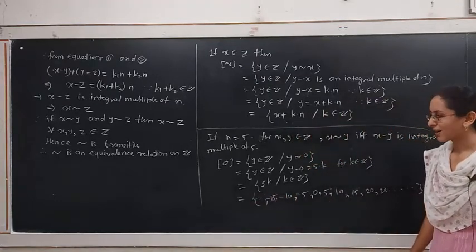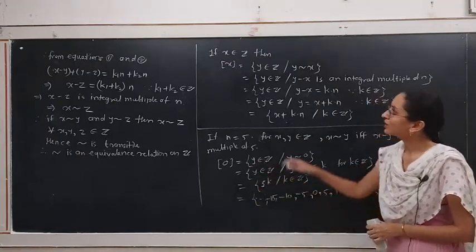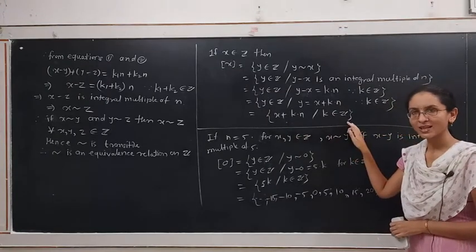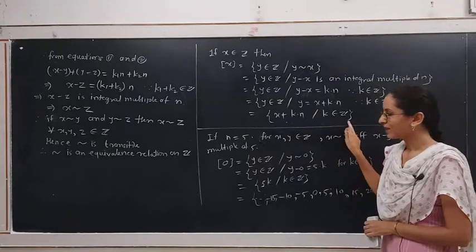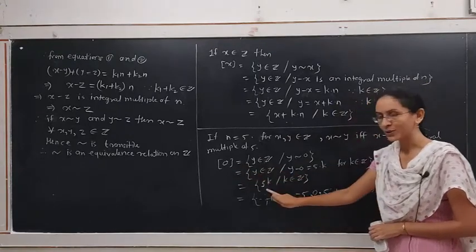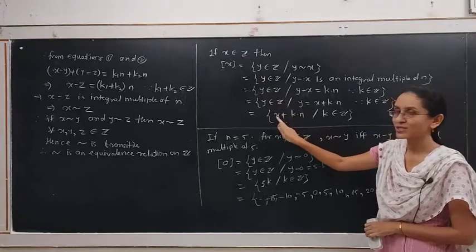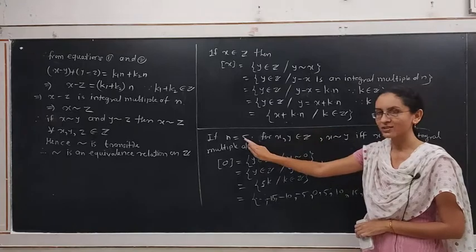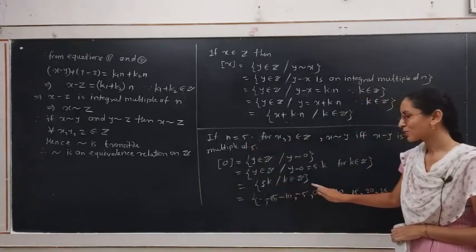This is the equivalence class of 0. How is it calculated? The equivalence class of x is x plus kn, where k belongs to Z. Here the value of n is 5, k belongs to Z. Therefore, the equivalence class of 0 is 0 plus k into n. But n is fixed, which is 5. Hence, the equivalence class of 0 is 5 into k, where k belongs to Z.